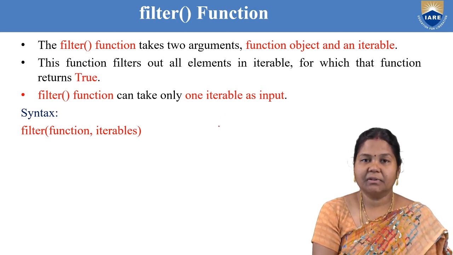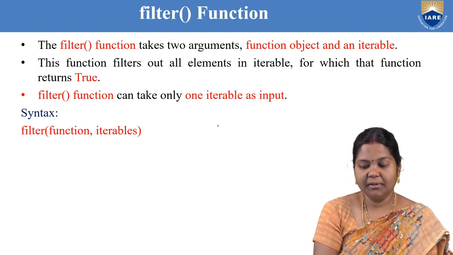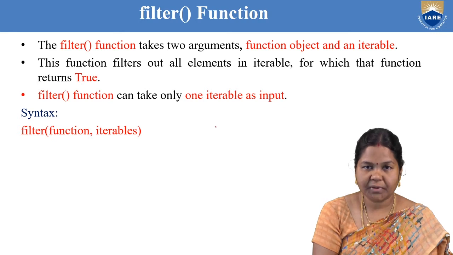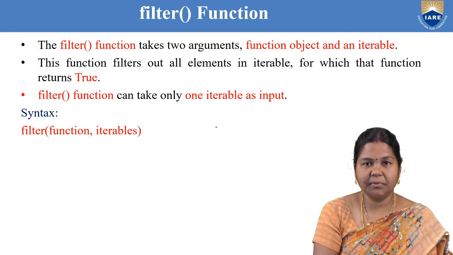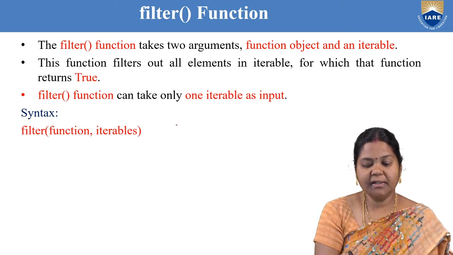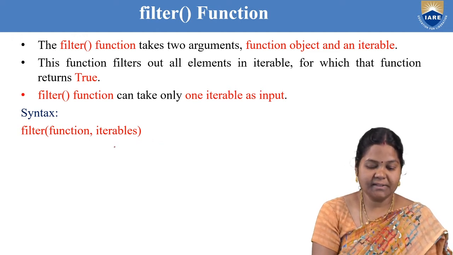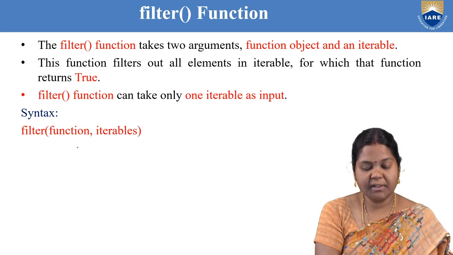Now, what will the function do? It will filter out all the elements of an iterable for which that function returns true. That function will be applied on the iterable, and if the function returns true, then those elements will be in the output. The filter function takes one iterable as the input at a time. So let us see the syntax: filter, the first argument is the function, the second argument is the iterables.